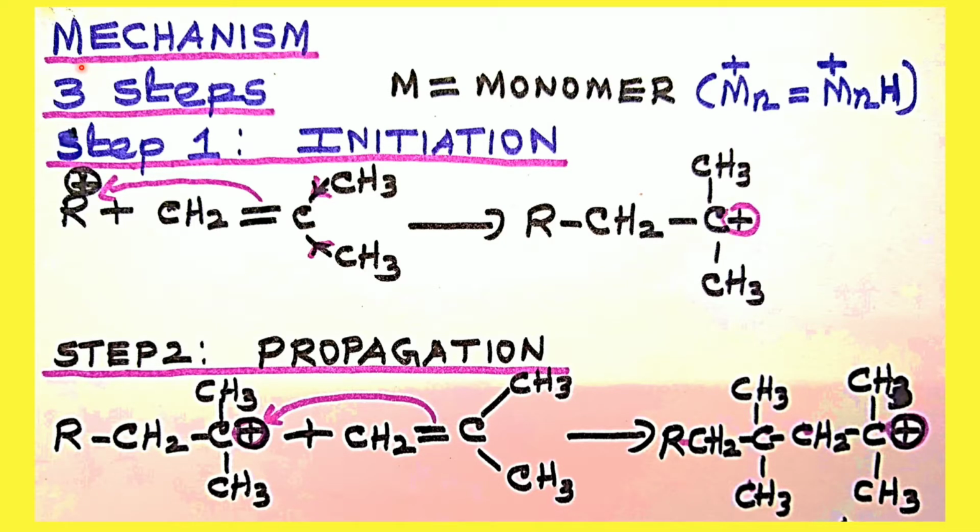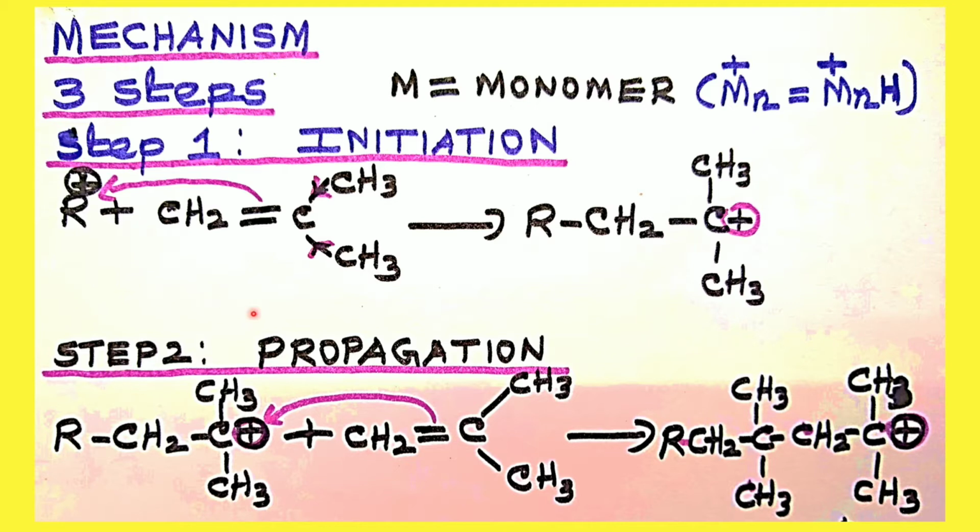There are three steps involved in the mechanism of cationic addition polymerization reaction. The first step is chain initiation. The cationic species formed attacks the pi electron rich species, especially unsaturated alkenes with electron releasing substituents, to form M plus. This is M, one monomer, therefore M plus.